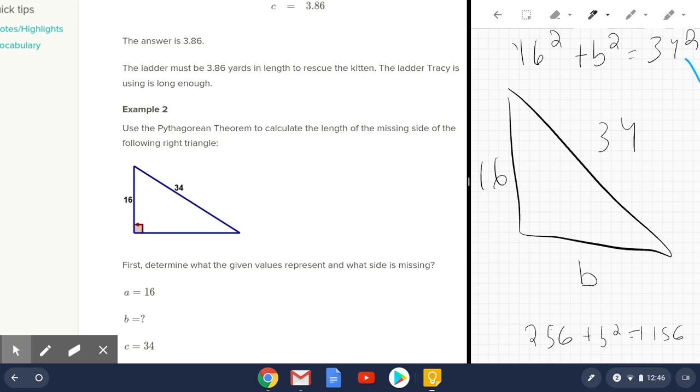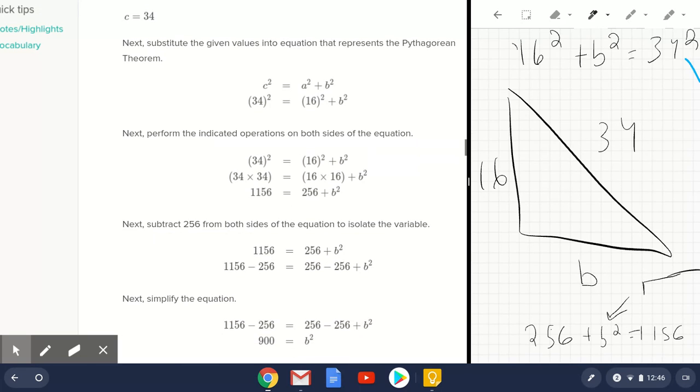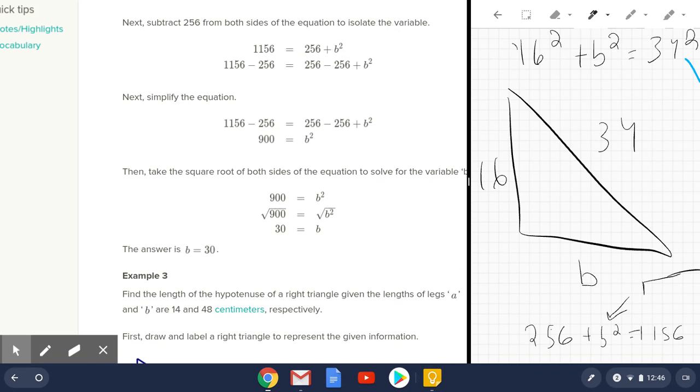Alrighty, so 1,156 minus 256 is 900. So it has to be the square root of 900. B equals the square root of 900. So what times what is 900? What times what is 9? It is 3, so we add the 0, right? So B equals 30.